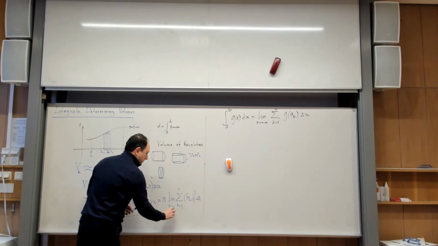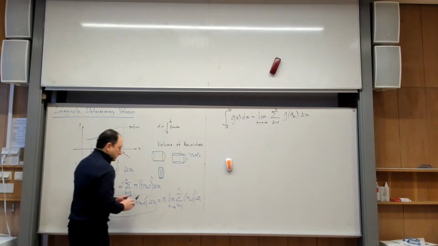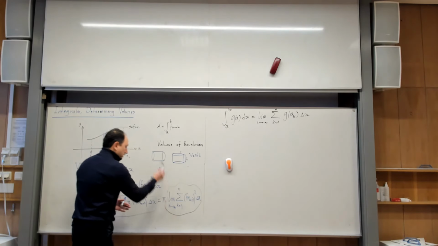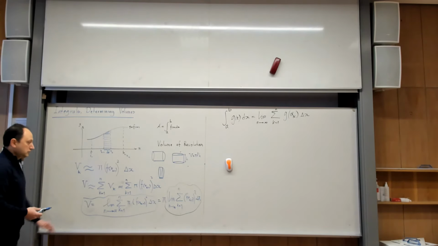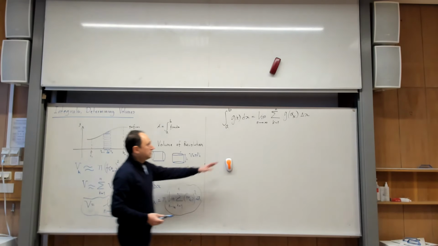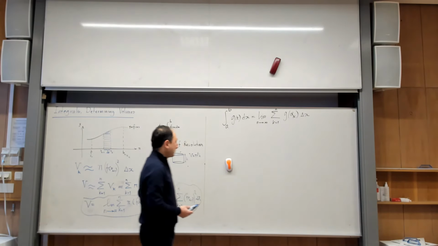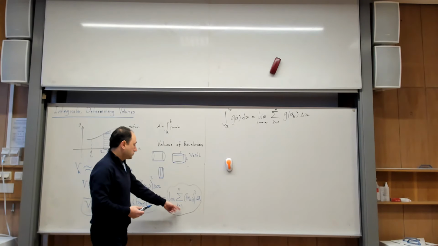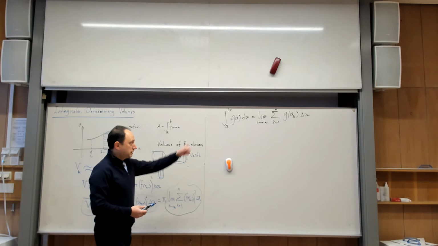Now can you tell me how I can write this as an integral? Is it possible to write this as an integral? Compare this limit with this limit. I have the limit as n goes to infinity there, I have sigma with k going from 1 to n, and I have delta x there.